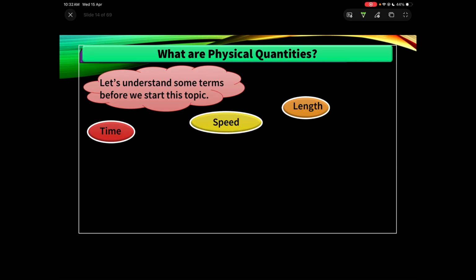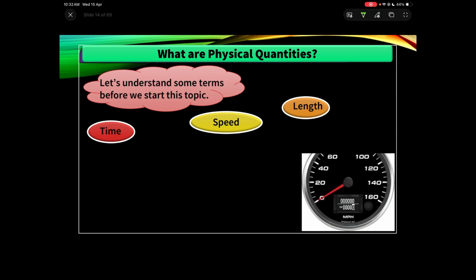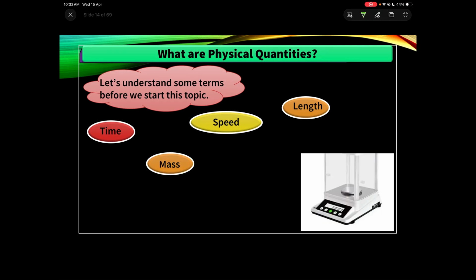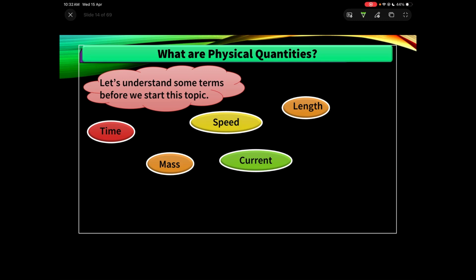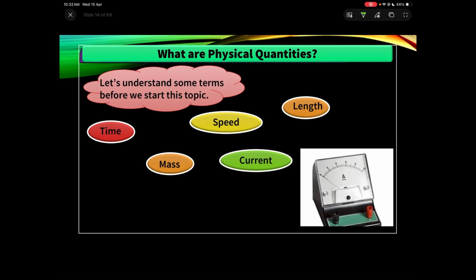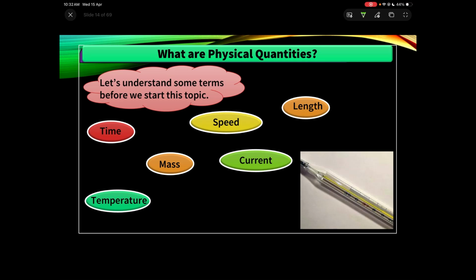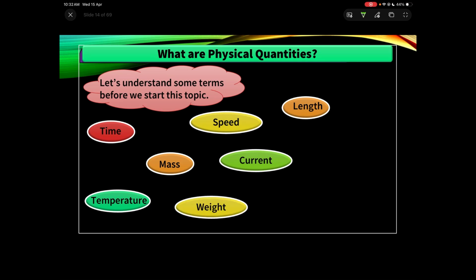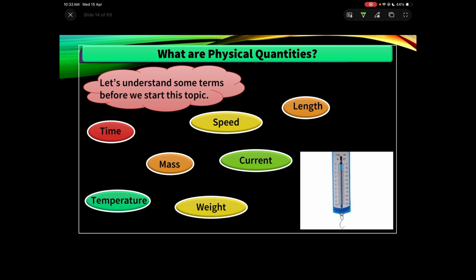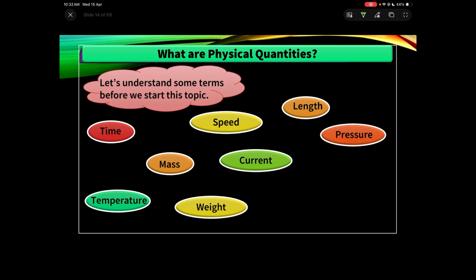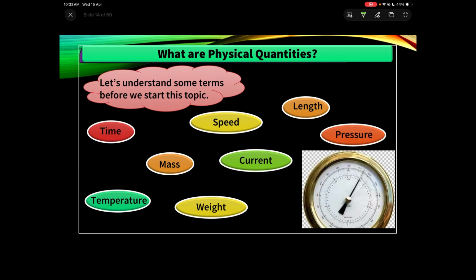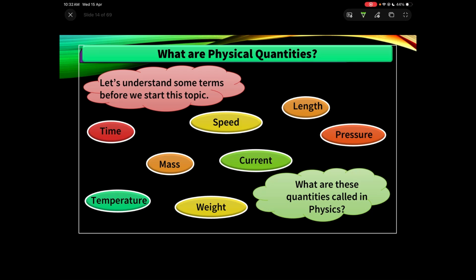And the next one I'm saying, speed, which can be measured with a speedometer. Next, mass, which can be measured with a balance. Then comes electric current, which can be measured with an ammeter. The next is temperature, which can be measured with a thermometer. Next is weight of a person, which can be measured with a Newton meter. The last, pressure, which can be measured with a barometer. So what are these quantities? We call them physical quantities.